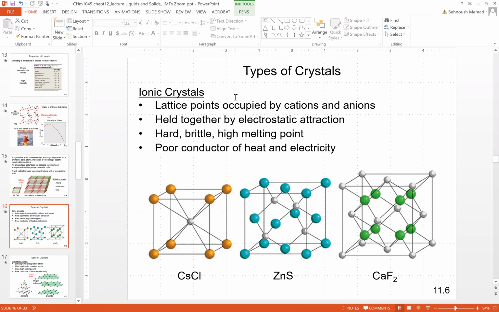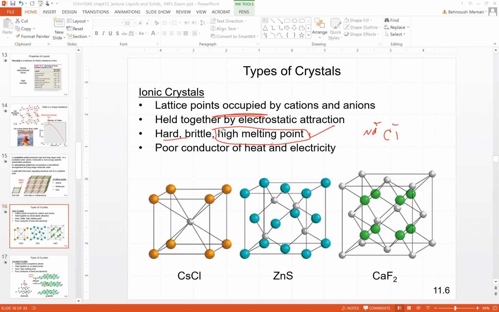So for the different crystals, you could have ionic crystals. In ionic crystals, ions are organized in a specific shape. I'm not asking you to memorize the shape, but know that an ionic compound is going to be hard and have a high melting point, because the positive and negative charges are held by electrostatic attraction. So the melting point is going to be high.